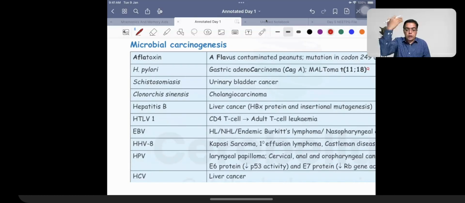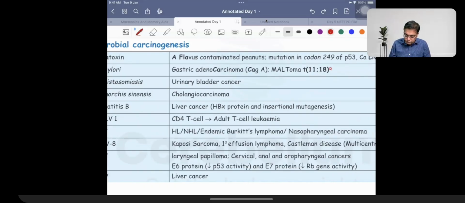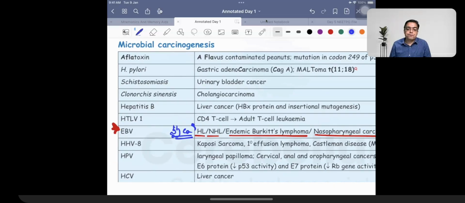I don't think I have to read them out again, except for a couple of them. And the couple I want you to remember very clearly is with regards to Epstein-Barr virus. This is what people tend to remember. Hodgkin's, non-Hodgkin's, endemic Burkitt's, and esophageal, and add in the list stomach cancer also. Add in this list stomach cancer. That's one important thing.